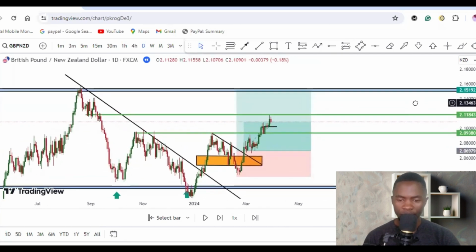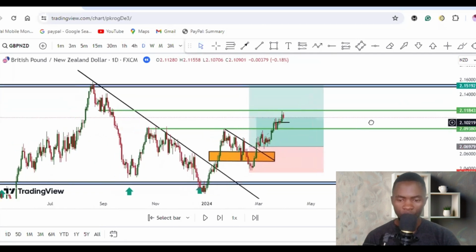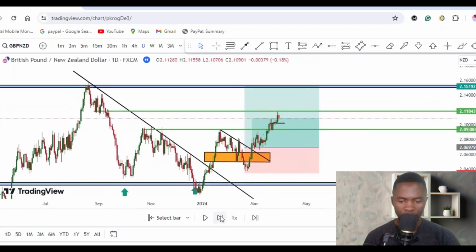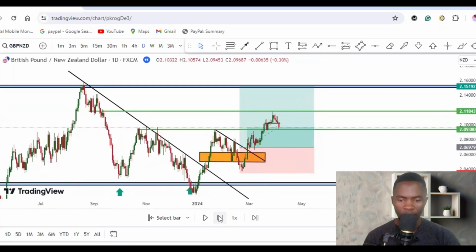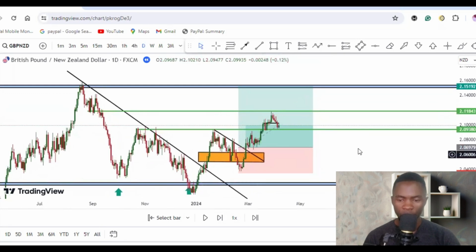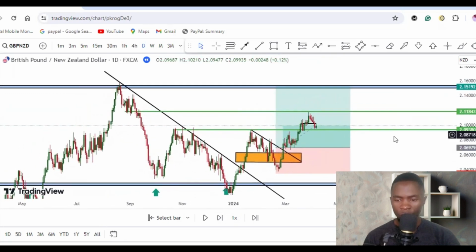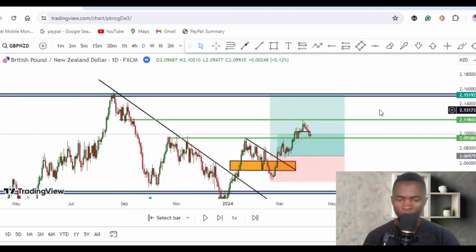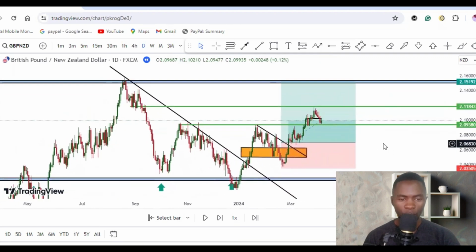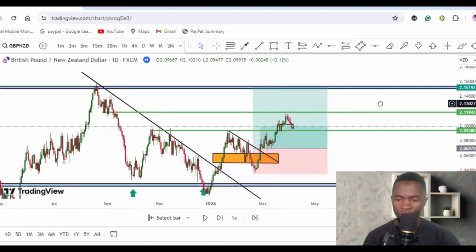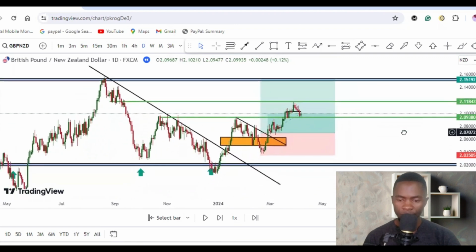So my target is already reached. And then that's where I will be stopped out on my take profit 2. So guys, that's all about my strategy. I've told you guys everything that I do when I trade. This is all the strategy that I normally use for my trading.